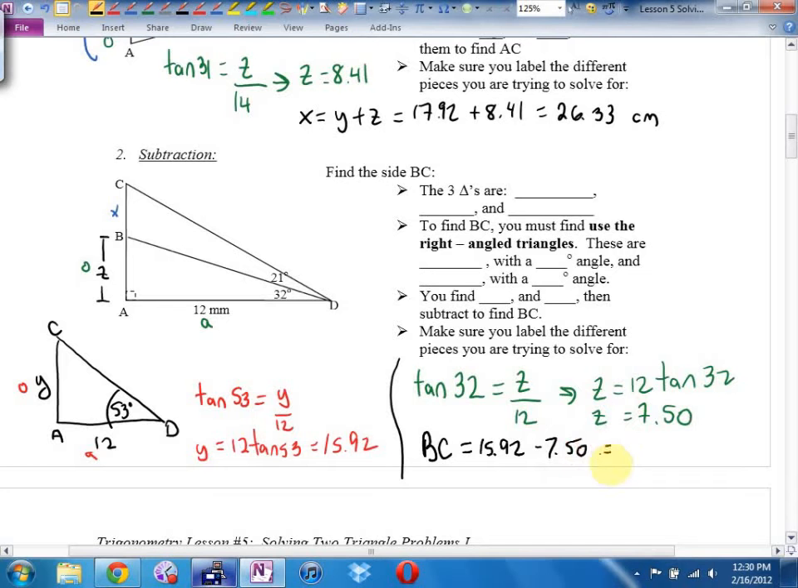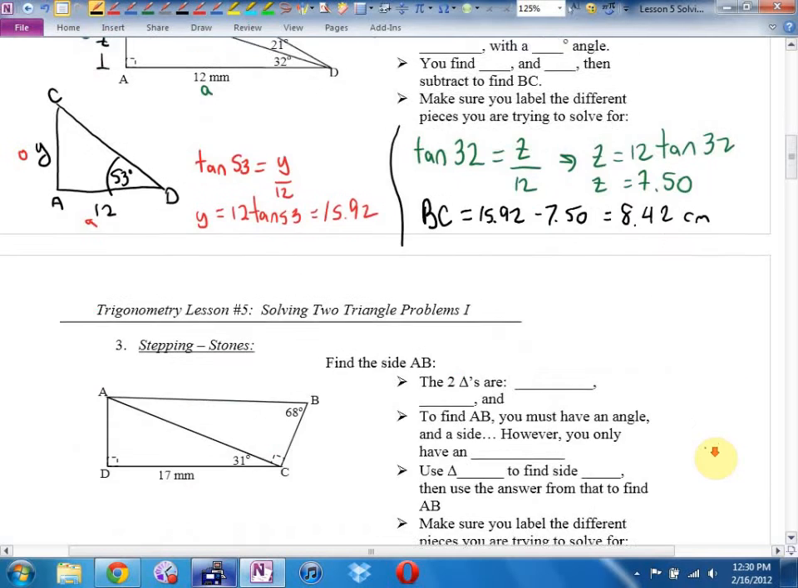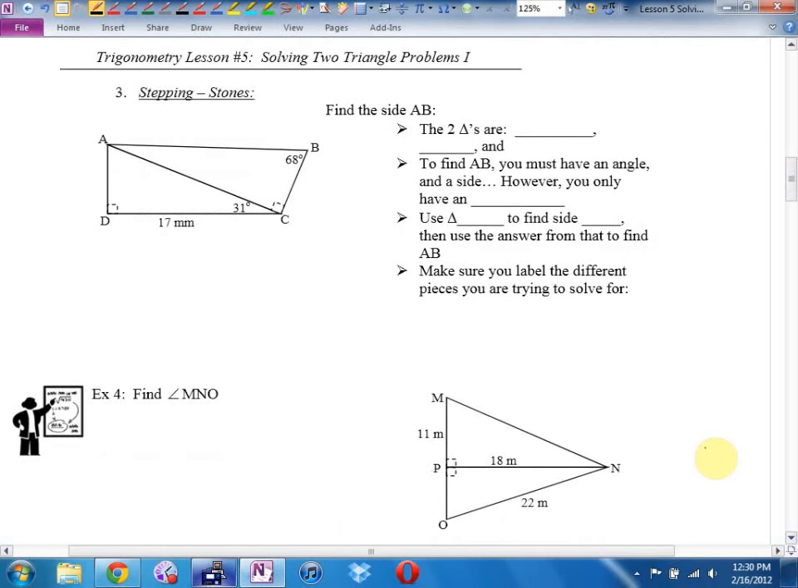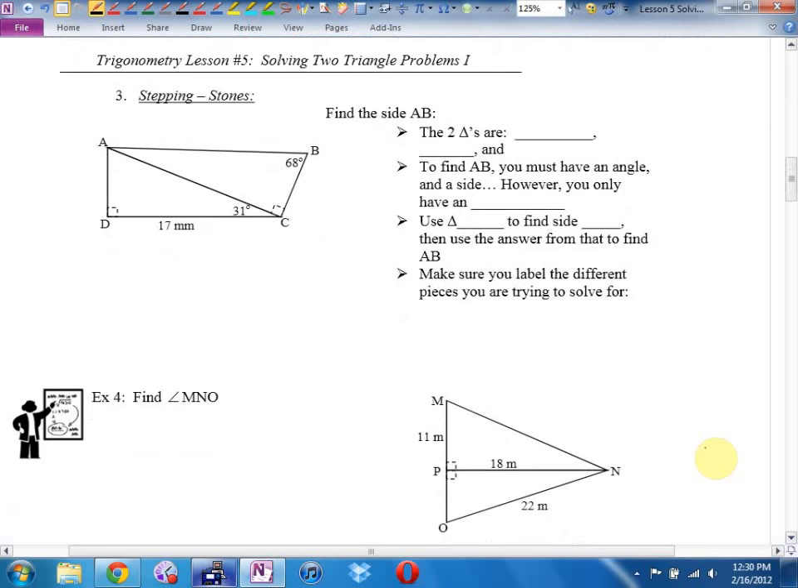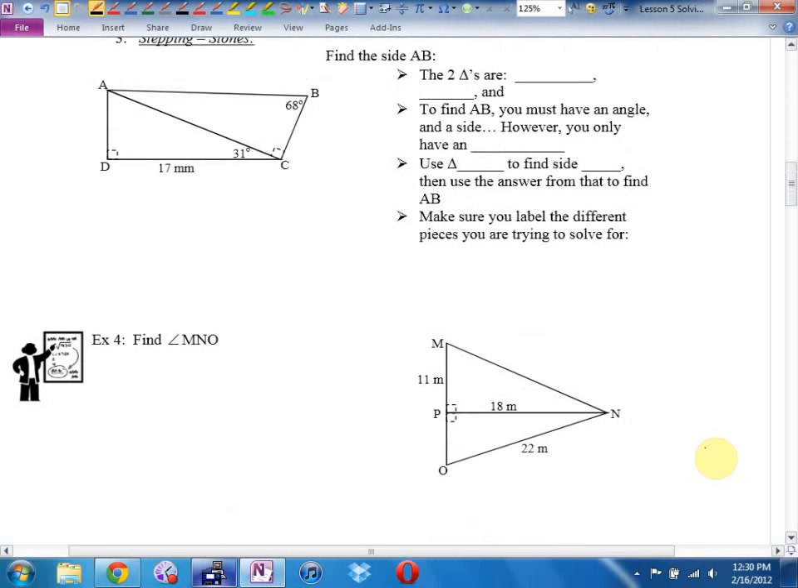Again, that last step, if you don't want to write it out in your homework, I'm good with that. 8.42 centimeters. Okay. Next page. Two more and we're done.